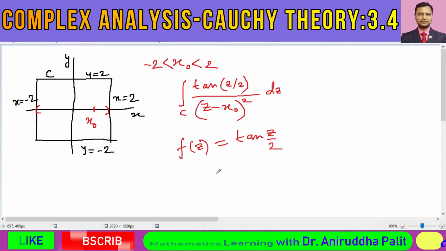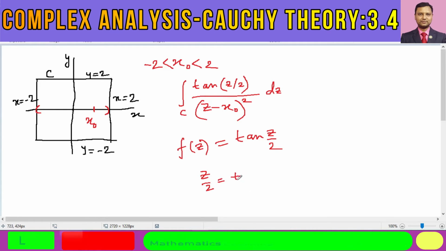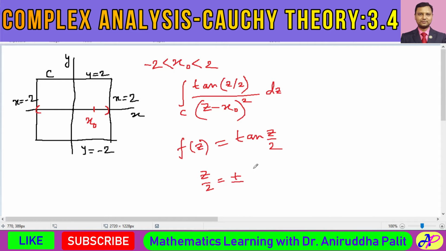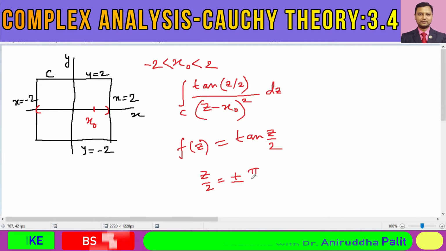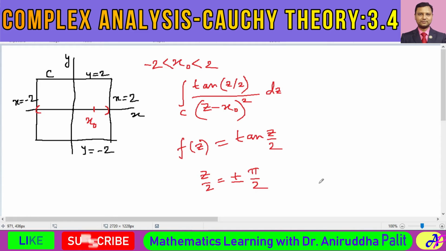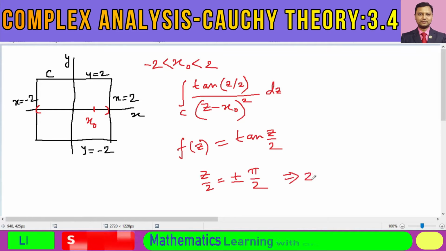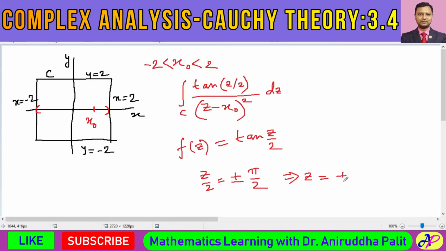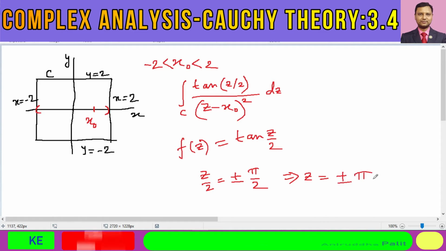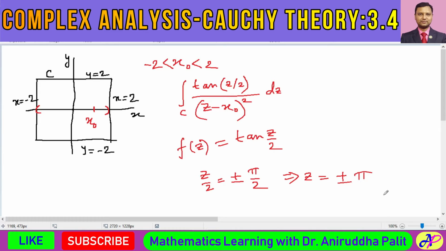And you see this is undefined when z by 2 is an odd multiple of pi by 2, for example plus minus pi by 2. Or you can say that when z is equal to plus or minus pi, this function becomes undefined. Now, what is the numerical value of pi? The numerical value of pi is approximately 3.14.